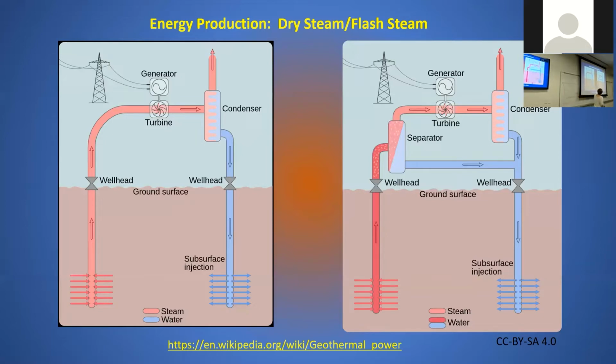The other method that probably most of the traditional geothermal plants use is a flash steam method. So you have hot water coming out of the well, goes into a separator tank, and into that separator tank, it separates between water and steam. You send that steam off, run your generator, and so you have a flash steam system.